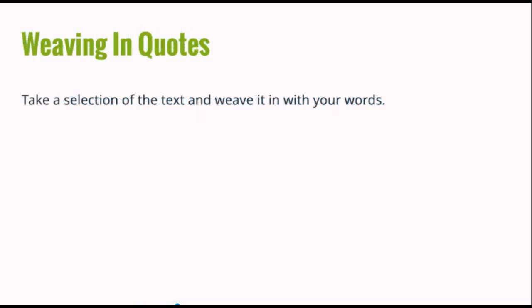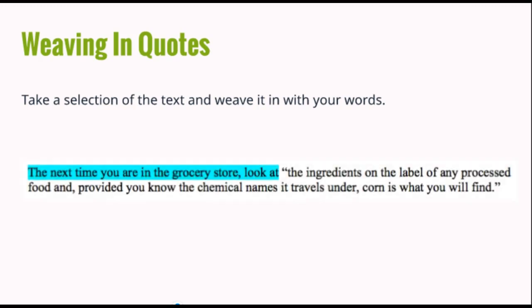Now, if we weave or blend in quotes, you're going to take a selection of the text and weave it in with your own words. Let's take a look at this example. The next time you are in the grocery store, look at, quote, "the ingredients on the label of any processed food, and provided you know the chemical names it travels under, corn is what you will find." We have the same quote that we were just looking at in the last slide, but instead of directly setting it up with the source title and the author name, we blended it in with our own sentence.